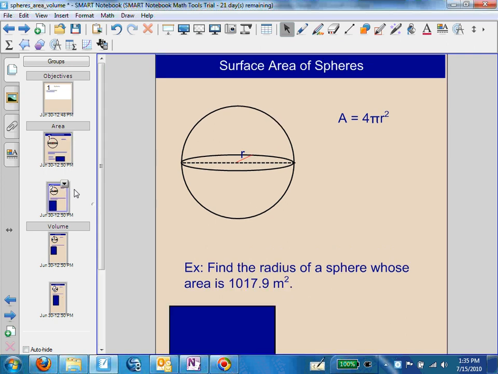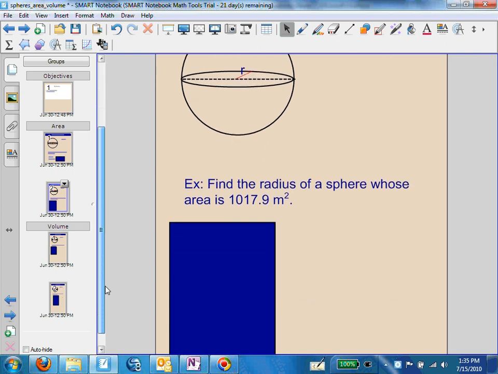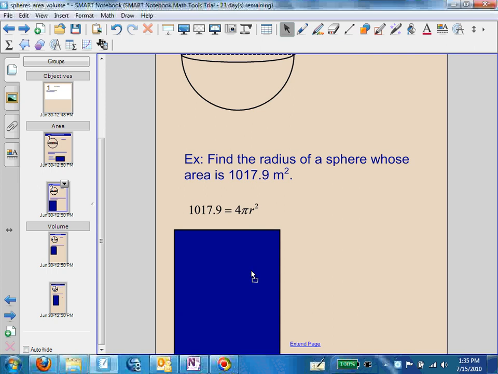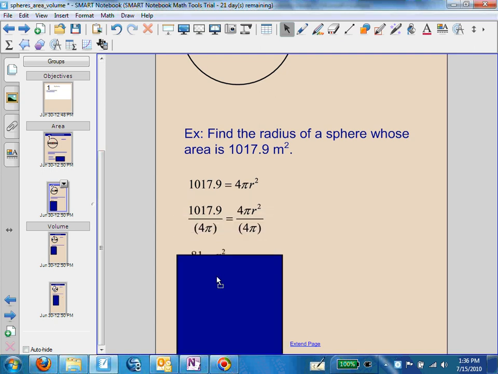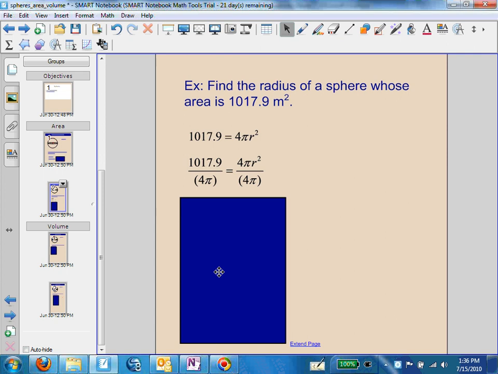In the next example, we're given the area and we're asked to find the radius. So that's a little harder. You always start by plugging in what you know. That's the substitution step. So we know 1,017.9 is the surface area, and we're solving for the radius. So we're going to divide both sides by 4 pi. Make sure to put parentheses around the 4 pi for order of operations.